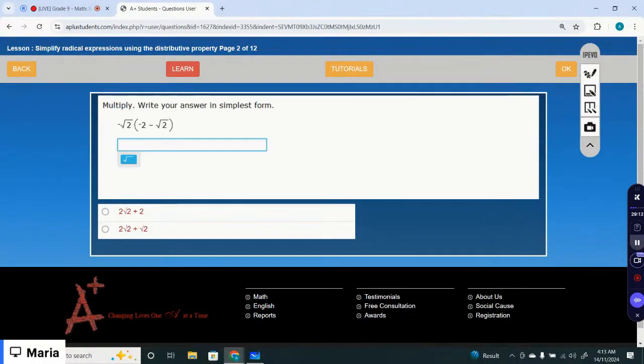Okay, multiply. So which is the correct option? That is negative 2 square root times negative 2 minus square root 2, which is the correct option? That is 2 square root 2 plus square root 2. Option number 2 is the correct option.